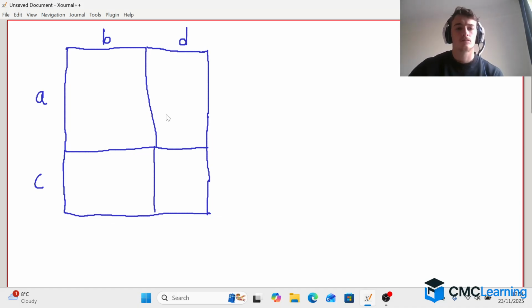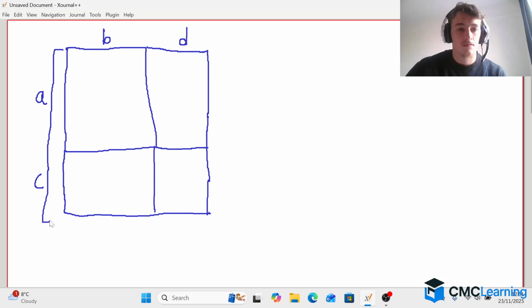Okay. So what is the area of this big rectangle? The area of the big rectangle is just length times, one side length times the other side length. So it's going to be this side length multiplied by this side length.